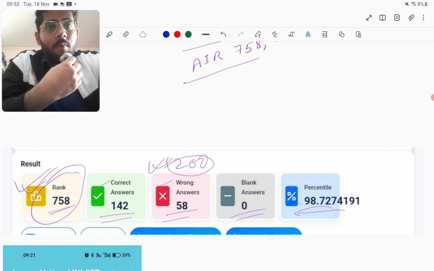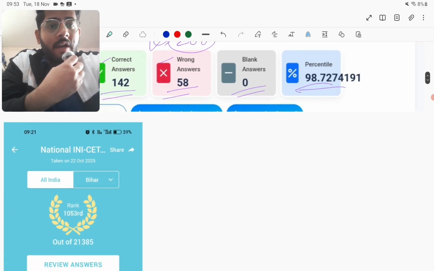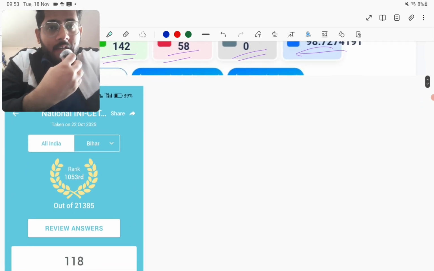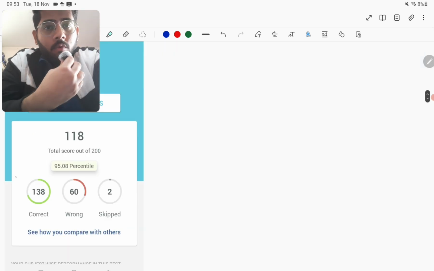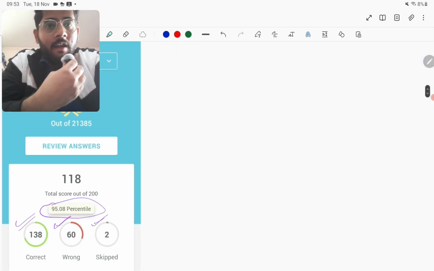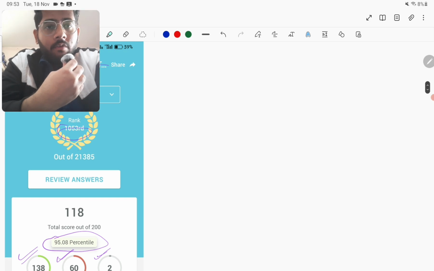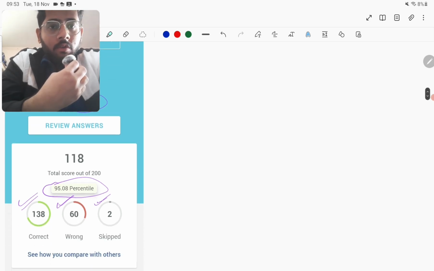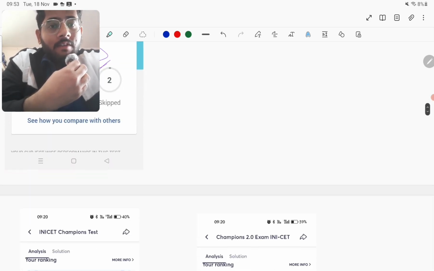And now I will be talking about the GT scores, that is the mock scores versus this final score that came out. So number one, we will start with Marrow. In the Marrow GT or the INI mock, the score was 138 correct and 60 wrong, 2 skipped, 95.08 percentile. The rank was 1053 out of 21,385 students. So this was it. You can see. Now next, I will be talking about PrepLadder.